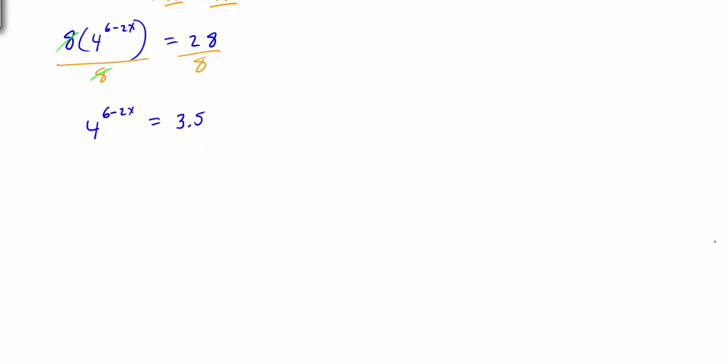And now we need to get rid of the 4. We need to get to the 6 minus 2x. So how can we do that? Well, once again, we could just simply rewrite this from exponential form into logarithmic form. That means we're going to take the exponent. Well, the exponent is 6 minus 2x. So that means 6 minus 2x is going to be equal to the log base 4, because up here our base is 4, so that's the 4 here. So we get log base 4 of 3.5.